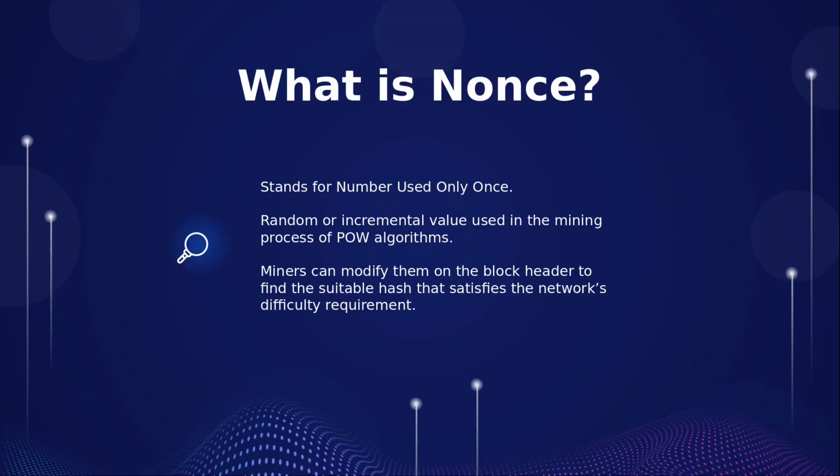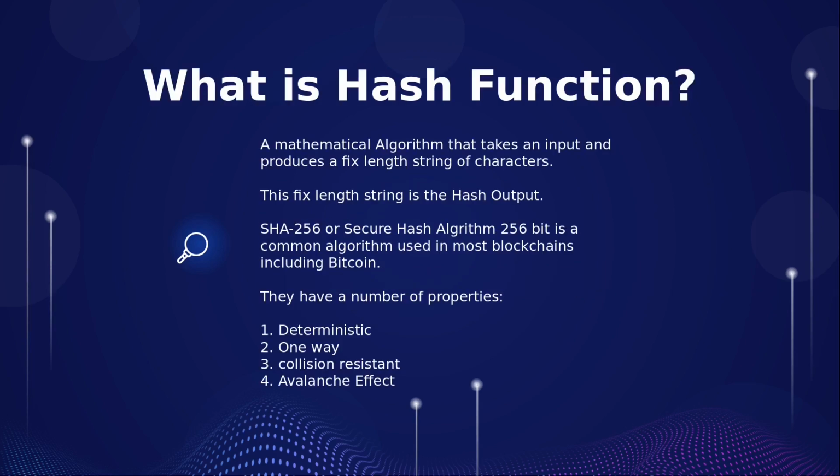Next up, let's talk about nonce. A nonce, short for number used once, is a random or incremental value used in the mining process of proof-of-work algorithms. Miners modify the nonce value in the block header to find a suitable hash that satisfies the network's difficulty requirement. By repeatedly changing the nonce and calculating the hash, miners engage in a computationally intensive process to search for a valid block hash. The nonce is adjustable to provide a large search space and make the mining process challenging, requiring significant computational effort.